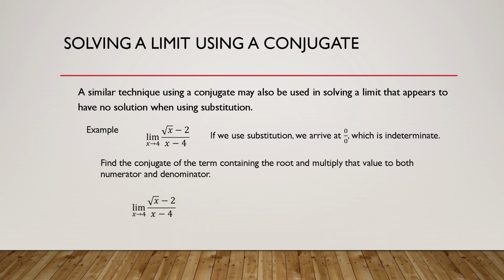Find the conjugate of the term containing the root and multiply that value to both numerator and denominator. In this case, the conjugate is the square root of x plus 2. When we multiply this in the numerator and denominator, we get a term that cancels with the original denominator. The simplified form of the function can now be solved with substitution. In this case, the limit equals 1/4.